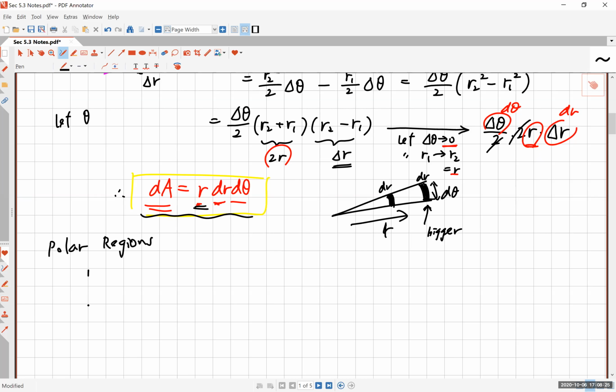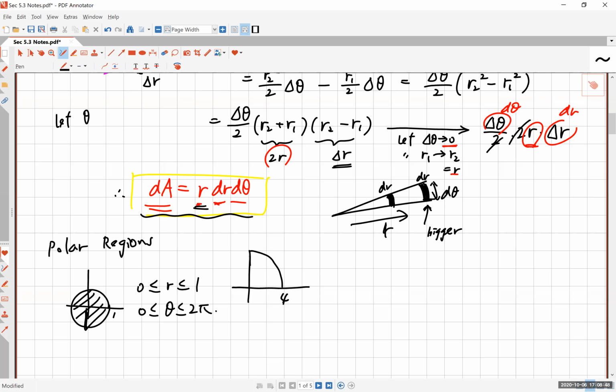So for instance, let's say you have a circle of radius 1, okay? So this region can be described as r between 0 and 1, and theta between 0 and 2 pi, right? Okay, no problem here. How about a region like this? Can you try to describe this?